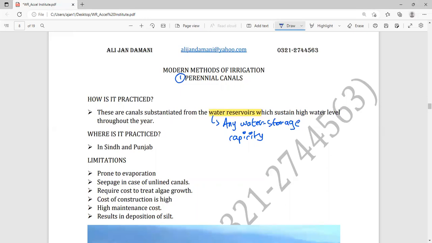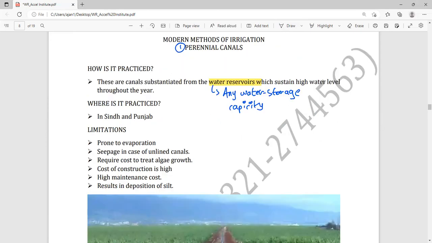Right, so their water supply is not restricted just to the monsoon season when the rivers are flooded, right? So the difference is that, for instance, if two canals are shown to you, one is taken from a river and the other one is taken from, let's say, the Mangla Dam, perhaps, just to give you a sense.